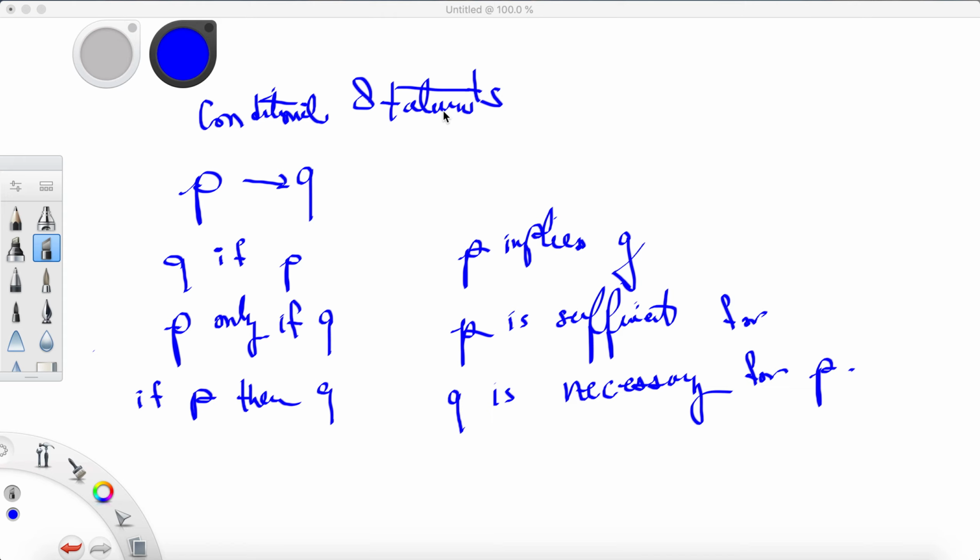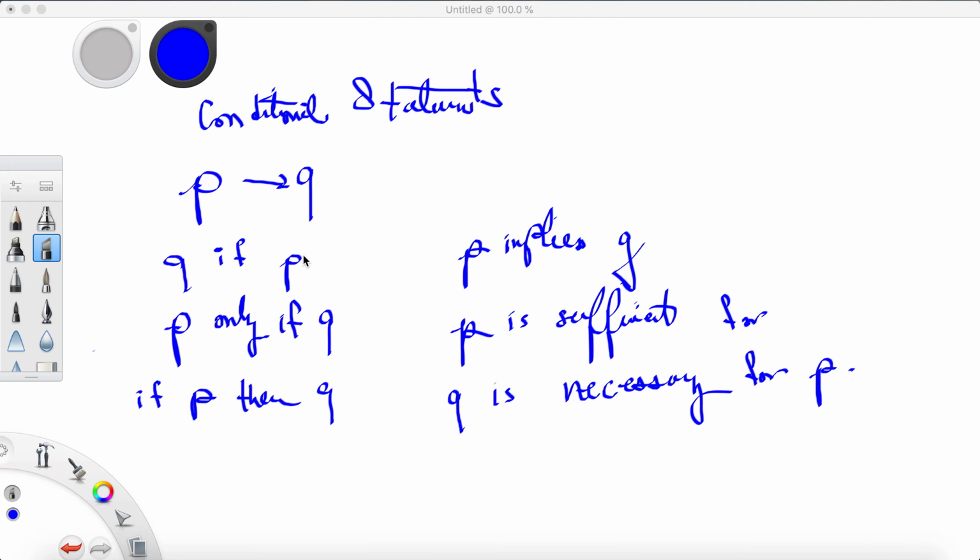So conditional statements are of the form P right arrow Q, and there are at least 6 different ways that we can pronounce that symbol. The first way that I taught you was if P, then Q. But another way to think of that is Q if P, right? So Q if P just means that you can read that as, tacitly saying Q follows if given P.